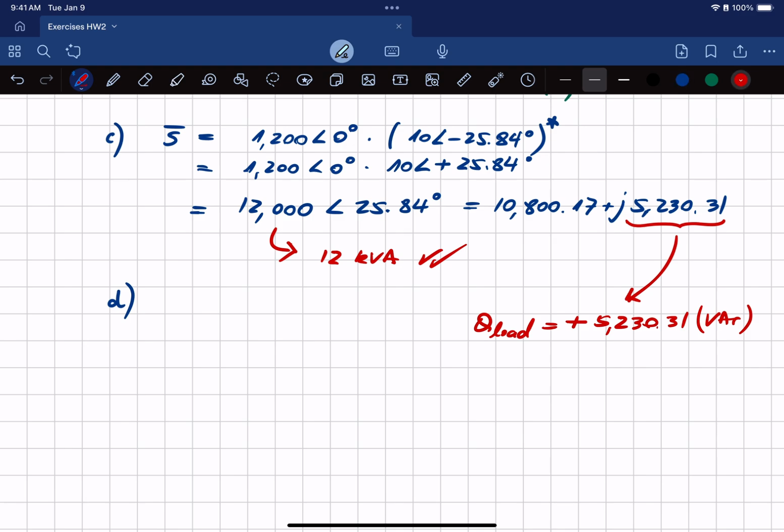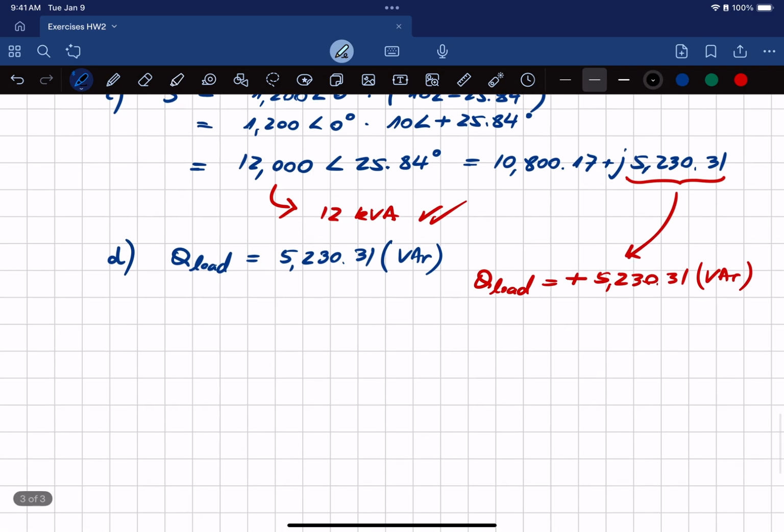Let's put it here to make it organized. Q load is going to be then 5,230.31 bars. And then it's asking for the load impedance. Great question. What's the load impedance? How can we know, based on power or based on current? Then E is going to be Z load.